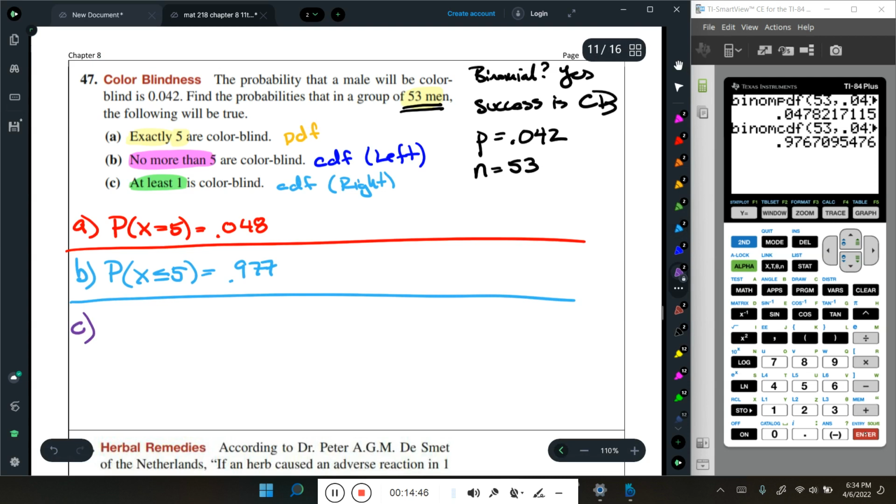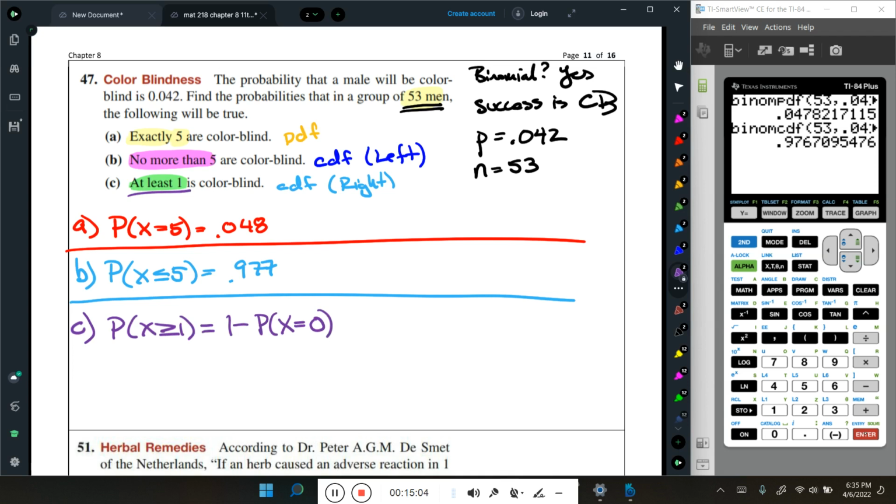I want to find the probability that x is greater than or equal to 1. At least 1. Right? I can't do that, so I'm going to do 1 minus the probability that x is 0. Because the only thing that is smaller than 1 is 0 in a binomial. And remember, what does a 0 mean here? A 0 means that of the 53 men, none of them are colorblind. So that is a viable or a valid option. Right? But because that's just the single value, I'm just going to use the PDF command to find that.